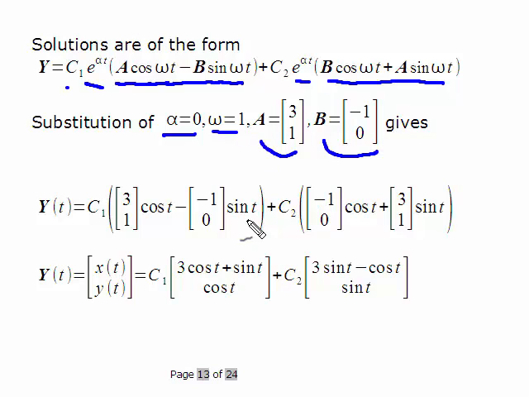And all we have to do is substitute that into this equation, and then again taking advantage of some of the zeros and doing some multiplication in here, we have the two solutions for x and y. C1 times 3 cosine t plus sine t plus C2 times 3 sine t minus cosine t. That's the x component. The y component is similar: C1 cosine t plus C2 sine t.